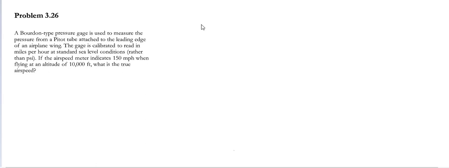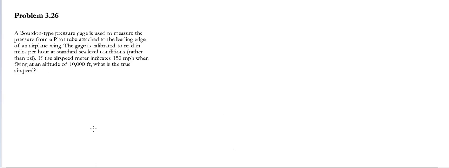Problem 3.26. In this problem, a Bourdon type pressure gauge is used to measure the pressure from the pitot tube attached to the leading edge of an airplane wing. The gauge is calibrated to read miles per hour at a standard sea level condition rather than psi. If the airspeed meter indicates 150 miles per hour when flying at an altitude of 10,000 feet, what is the true speed?